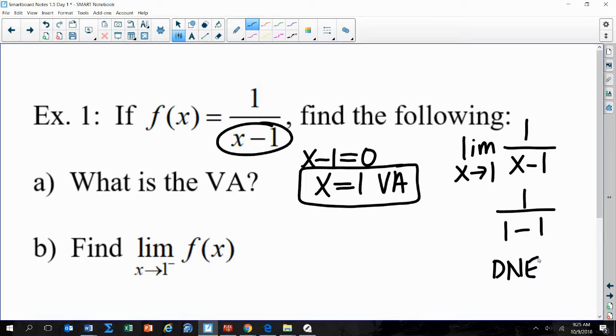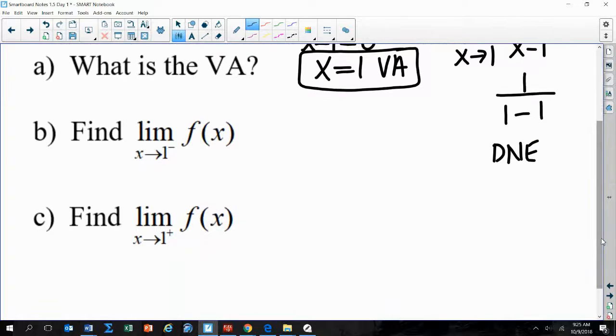Now, if the overall limit does not exist, what could be happening? Either a vertical asymptote or a gap. In this case, we're approaching a vertical asymptote. But I'm not going to write does not exist for my left and right hand limits. I want to describe the behavior. So if I'm approaching an asymptote, what are my only 2 options for left and right hand limits? Infinity or negative infinity, right? That's the whole idea. So I can't plug in 1.